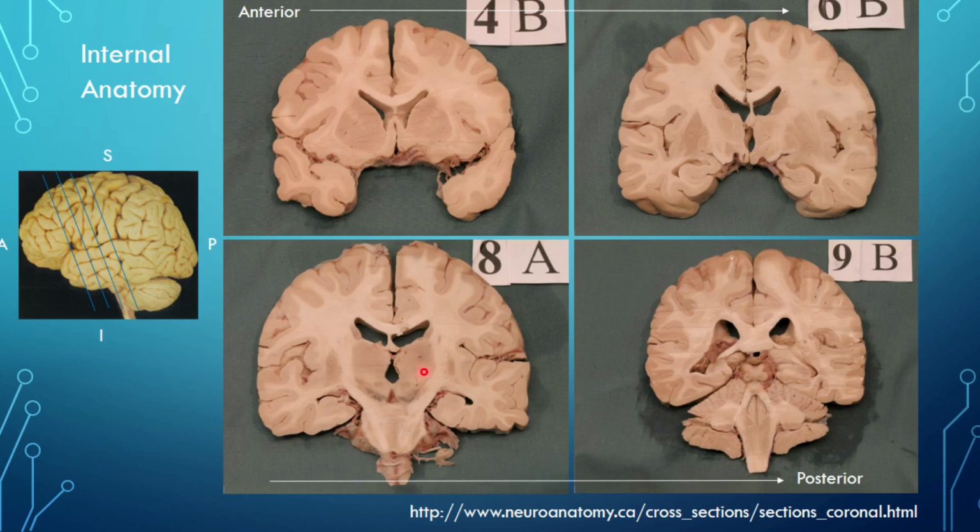Here we have the thalamus, for example. So your thalamus is like the gateway to your sensory system. So all sensory information passes through your thalamus. It's also really important in that process of initiation of movement.